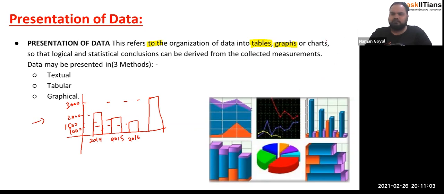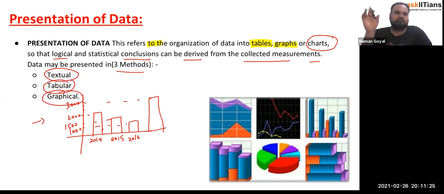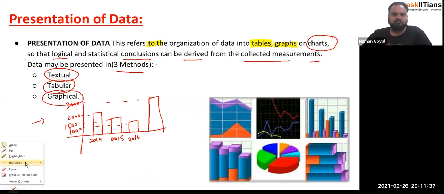We can show the data in a chart also, so that logical and statistical conclusions can be derived from the corrected measurement. Data may be presented in three methods: textual, tabular, and graphical. Textual means we write down the data normally, tabular means we organize the data in a table, and graphical means we draw graphs. Got it?